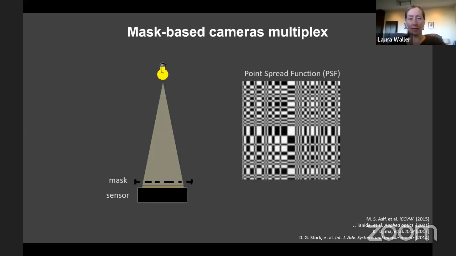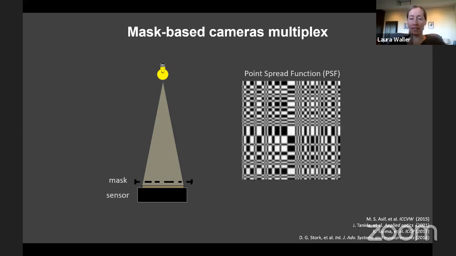These mask-based cameras just get rid of the lens and map a point in the scene to some weird pattern on the sensor. Since they're lensless, that pattern will cover the whole sensor unless you put an aperture. In this case, I'm just showing a designed amplitude mask. And so its point spread function will have this crazy design that's been patterned into it.